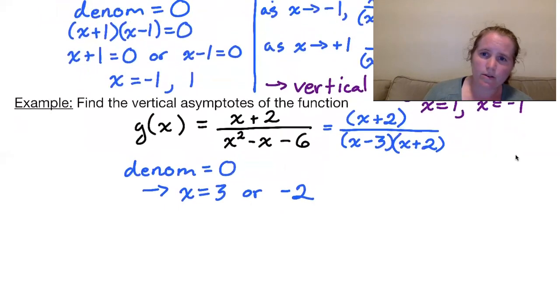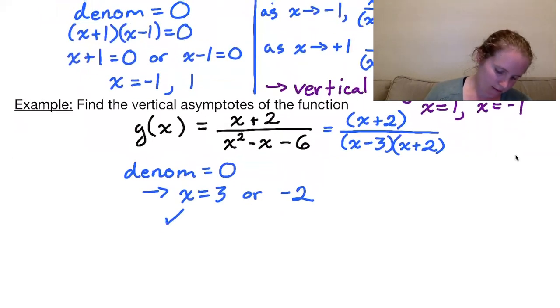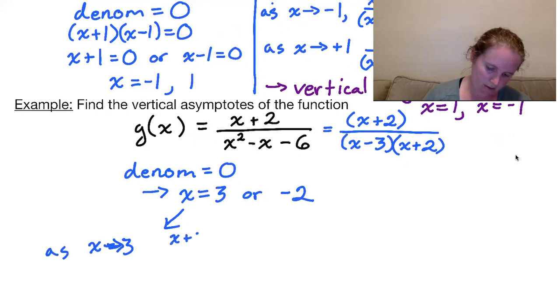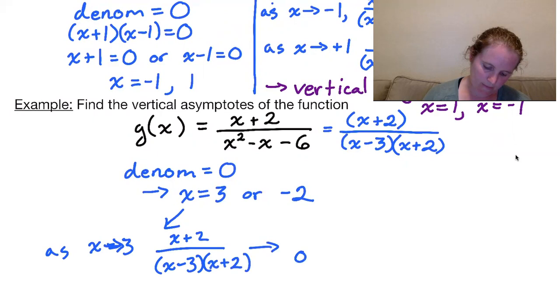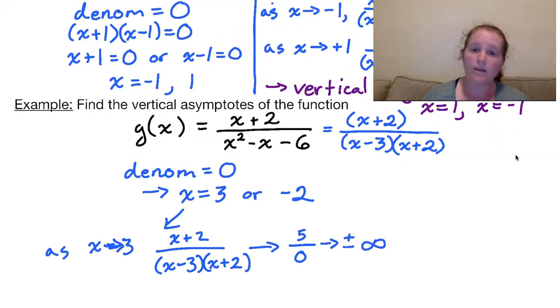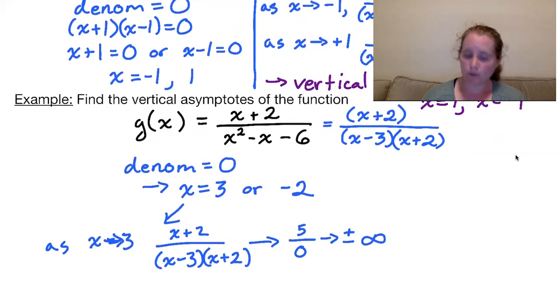Right? So if we look at x equals 3, so as x goes to 3, we have x plus 2 over x minus 3 times x plus 2. The denominator will go to 0. The numerator will go to 5. And so we get either a positive or negative infinity. So we do have a vertical asymptote at x equals 3.